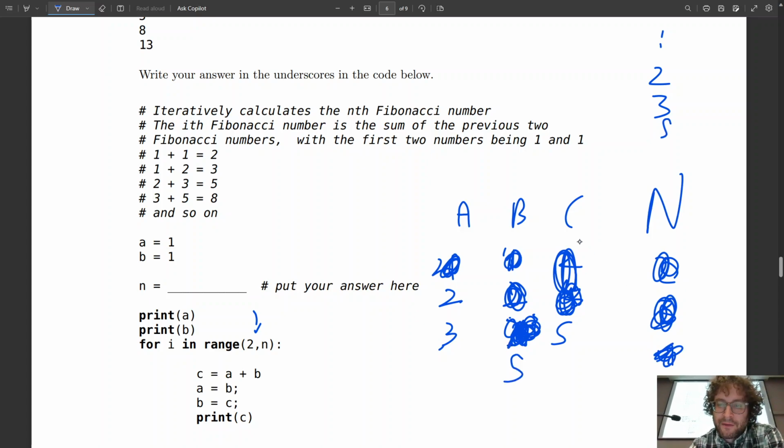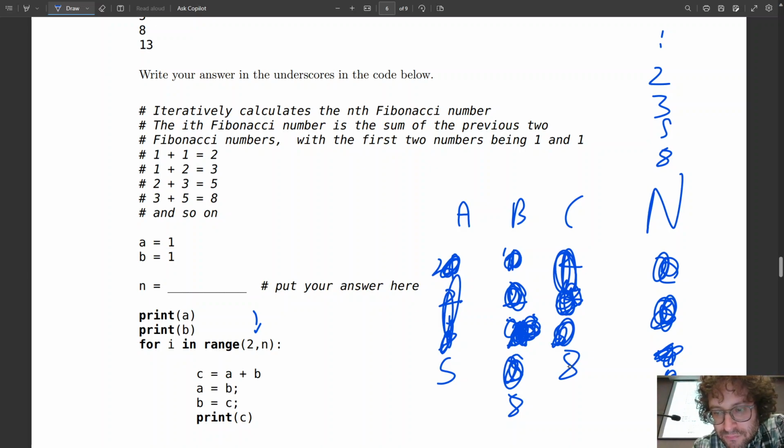N is equal to 5. C is equal to A plus B, that becomes 8. A is equal to B, so store 5 in here. B is equal to C, store 8 in here. And then finally print out the 8. Finally we go and do this, which is up to 6.